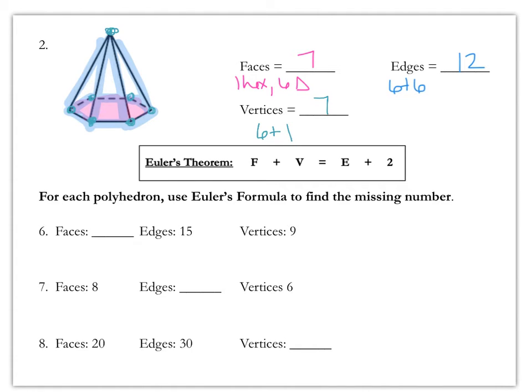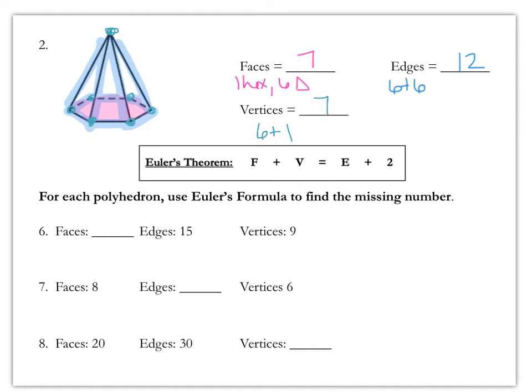Alright, now the next part is what's called Euler's theorem. Euler is a famous mathematician. He came up with the concept that if you look at all of these polyhedrons, there's actually a pattern to it: if you add the faces plus the vertices, that's equal to the edges plus 2.